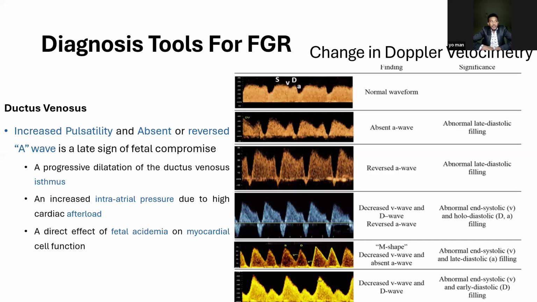The other hypothesis is that during the end stage, there will be fetal acidemia or myocardial cell function alteration, okay? So if the heart muscle loses its compliance, so it becomes stiff, and if there is stiffness, there is an increase in pressure in the atria, so there is eventually a consequential alteration in the ductus venosus waveform.